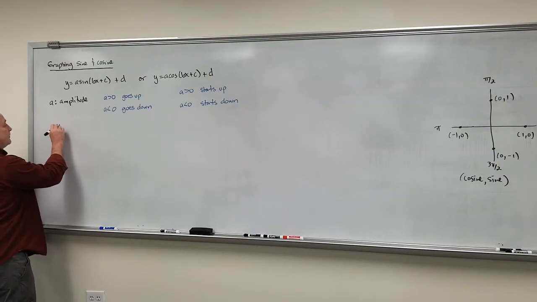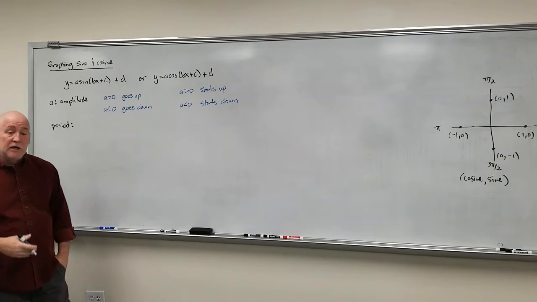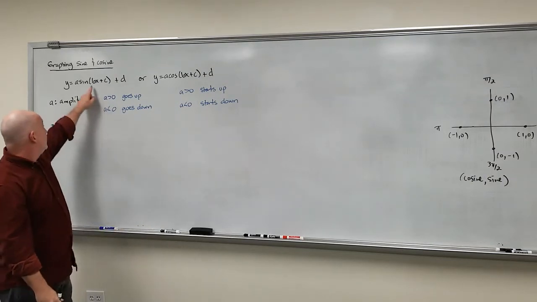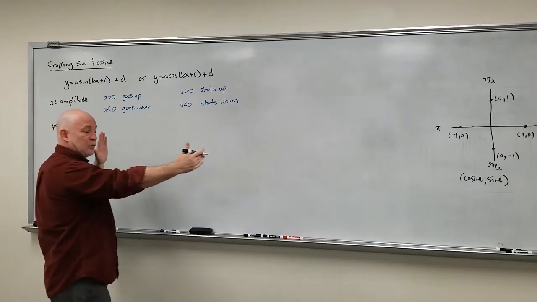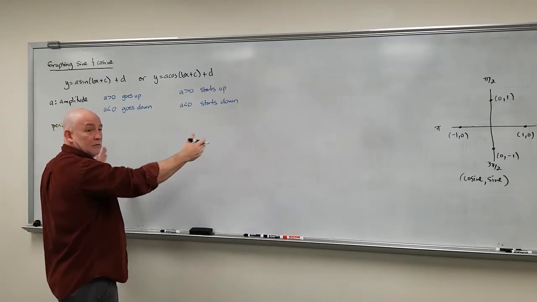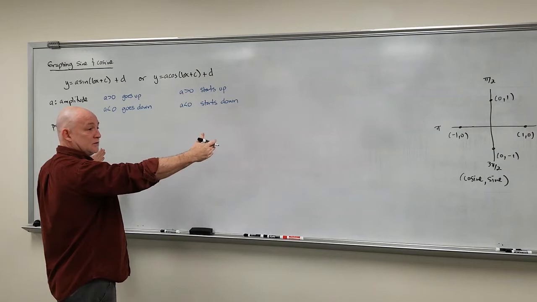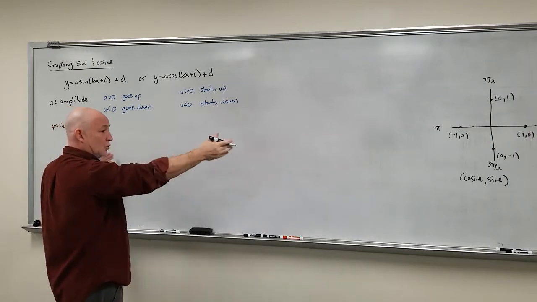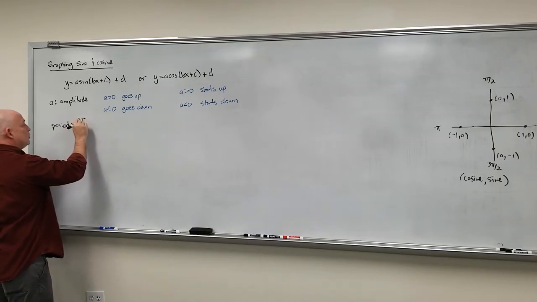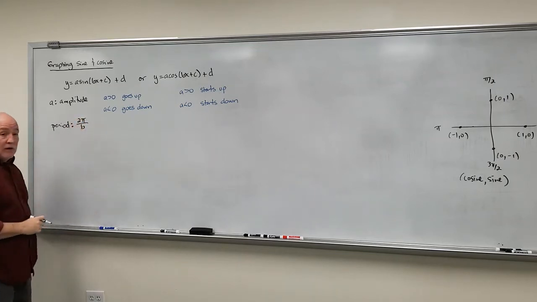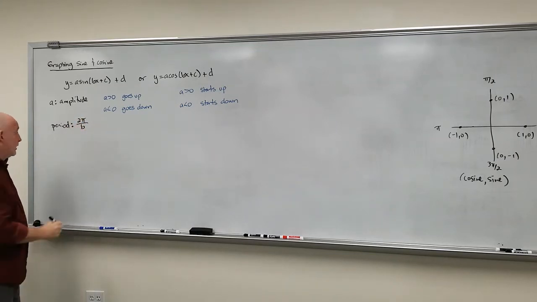The period. Well, the period of both sine and cosine is normally 2 pi. But this constant in here, b, takes the graph and squeezes it horizontally, either left or right, which means it's going to make our period either longer or shorter. So to figure out what the new period is going to be, you're going to take that period 2 pi and divide it by whatever that number is. And that'll tell you what your new period is.